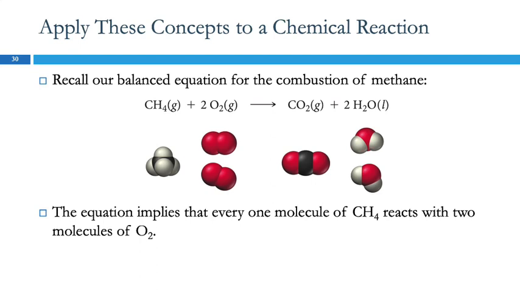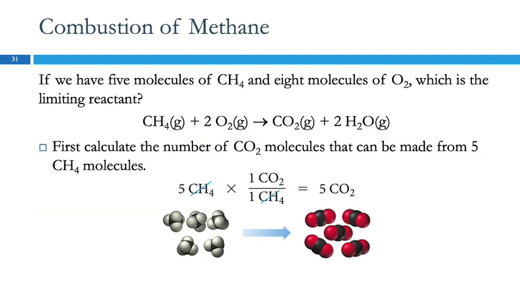So let's apply these ideas to a chemical reaction. So we talked about methane reacting with oxygen to form carbon dioxide and water. This equation is telling us that 1 molecule of CH4 reacts with 2 molecules of O2. Well, what if we have 5 molecules of CH4 and 8 molecules of O2? What are we going to run out of first?